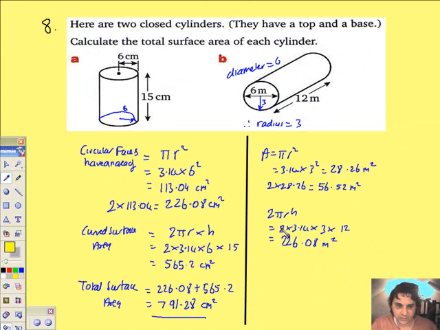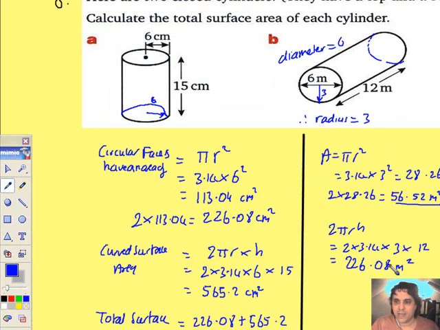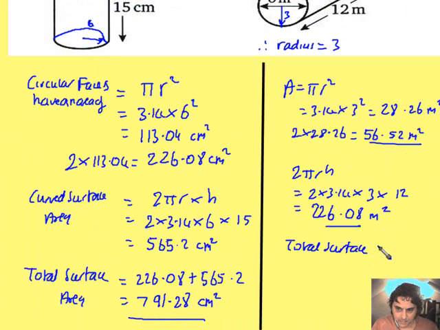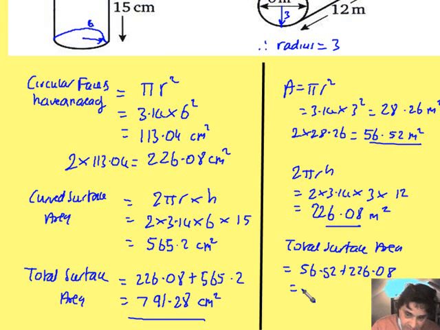Right, so what have I got? I essentially have those two, top and bottom, for the circular faces, including that one. And I've got the curved part. So total surface area is going to be 56.52 plus 226.08, and that's going to give us 282.6 altogether, and that will be meters squared.